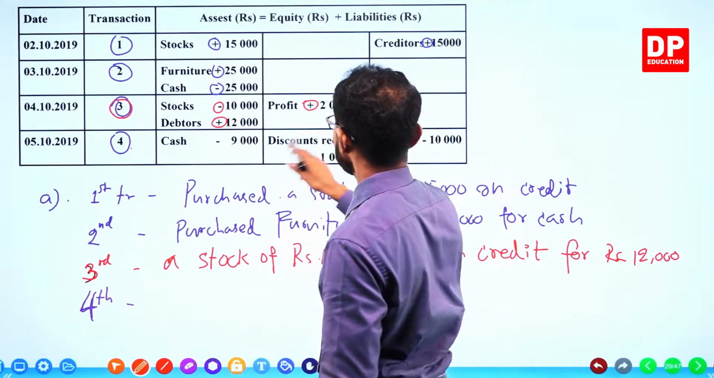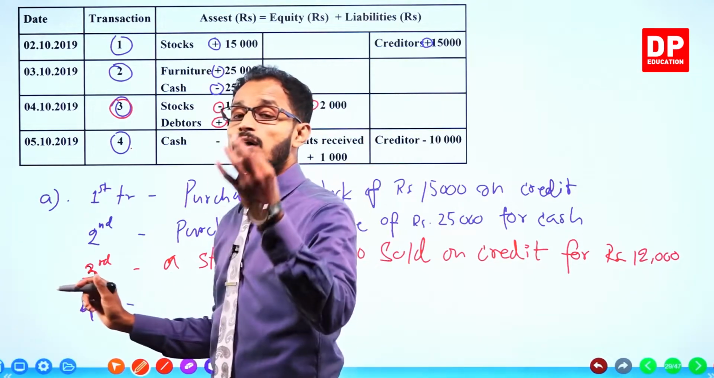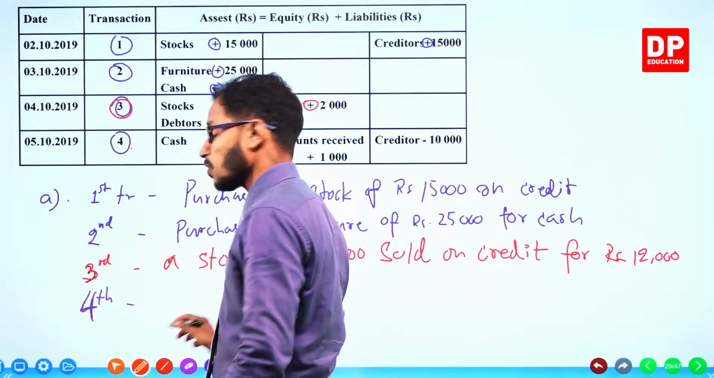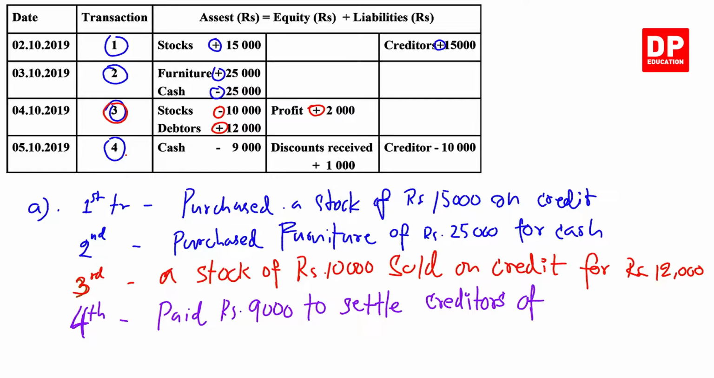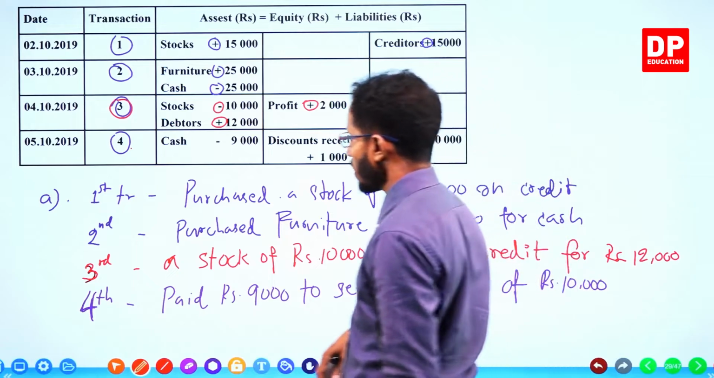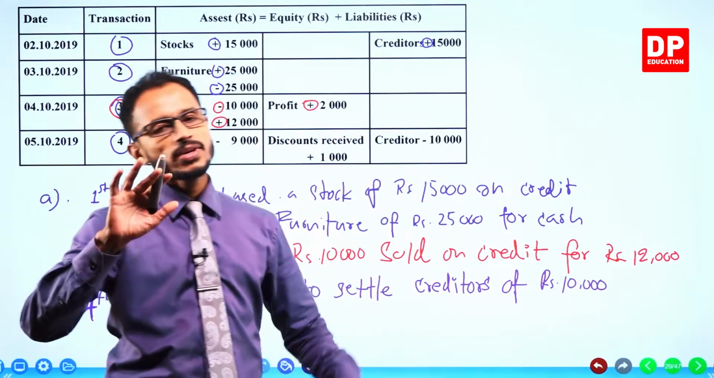All right, cash 9,000 decrease. So you have to start it like this. You have to organize your sentence before you write it. Paid rupees 9,000 to settle creditors of rupees 10,000 and receive a discount of 1,000. You can write it, you can ignore it.